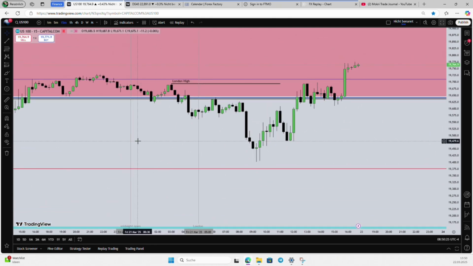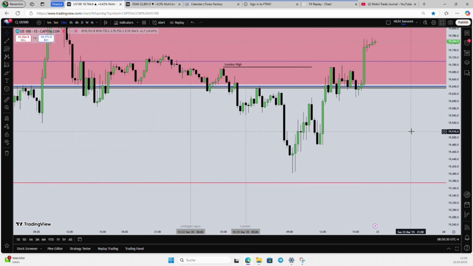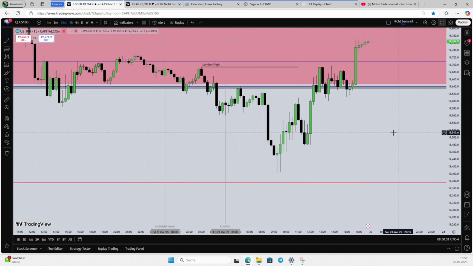So now we go lower to the 15-minute time frame. On the 15-minute time frame, you can see the midnight open and also the 5 a.m., so the end of the London kill zone.